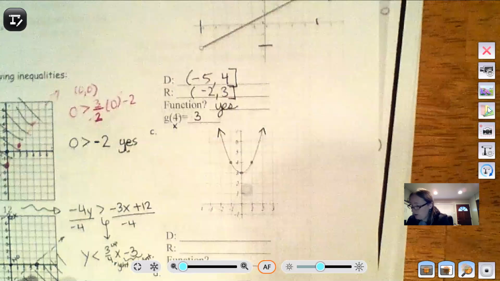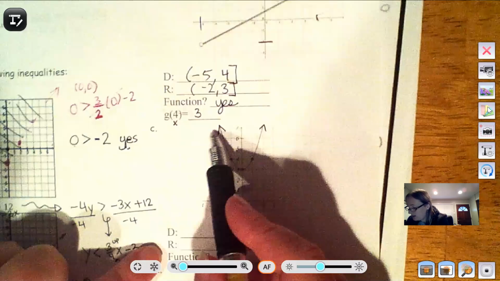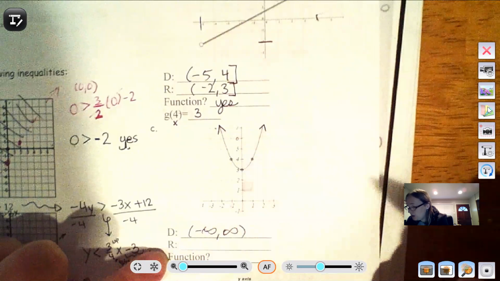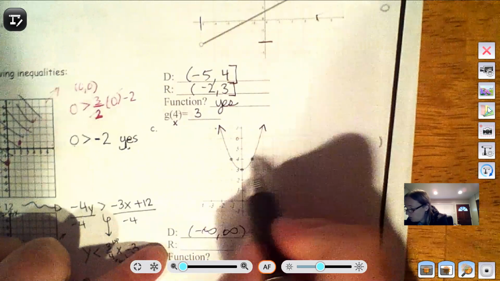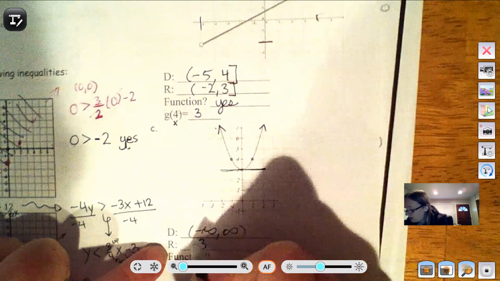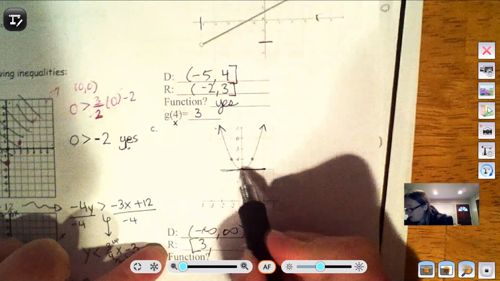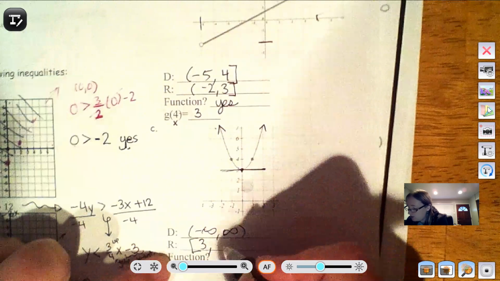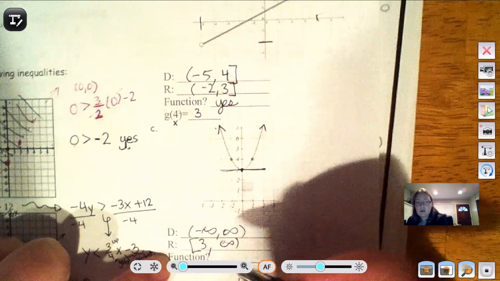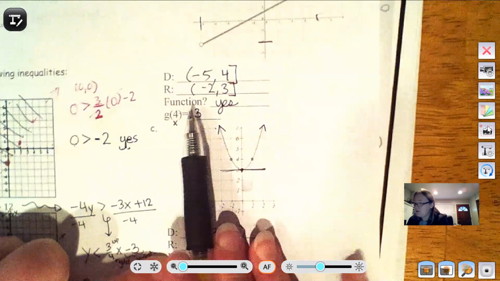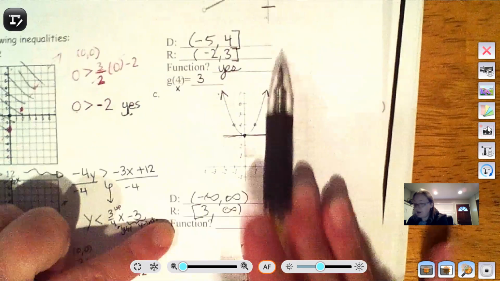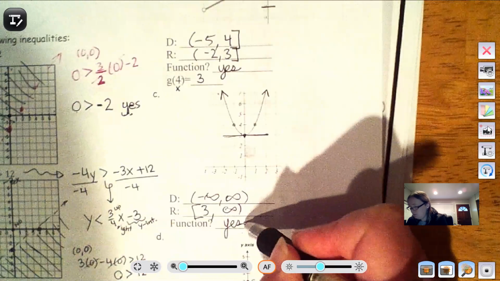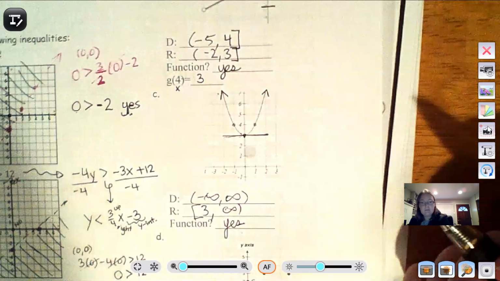This domain keeps going left, keeps going right because of the arrows, to negative infinity and then positive infinity. The range is your lowest, so 3, and it's got a solid dot there, and then it keeps going up and up and up, so to infinity. And then it passes the vertical line test, so it is a function.